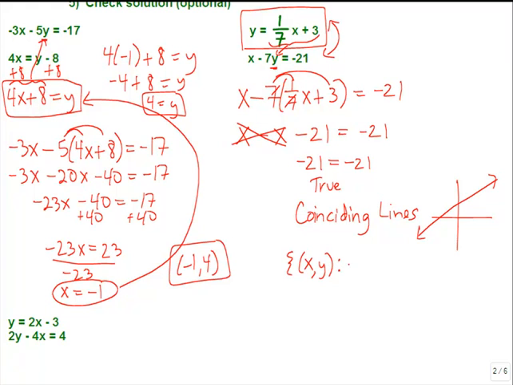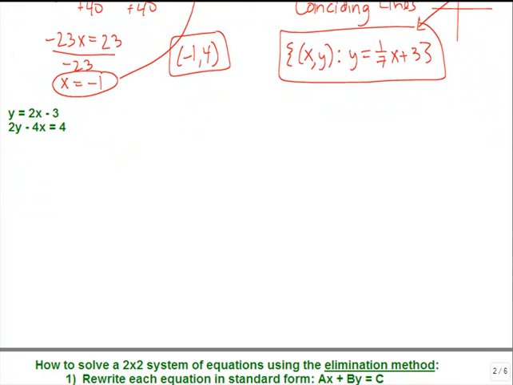So I'll just use the top one. And this is how we would say it. The solution would be the set of all ordered pairs x comma y such that y equals 1/7 x plus 3. So every value of x and y that make this equation true is a solution to this system. Okay? Let's try another one.